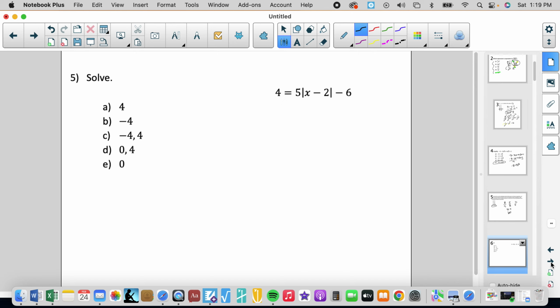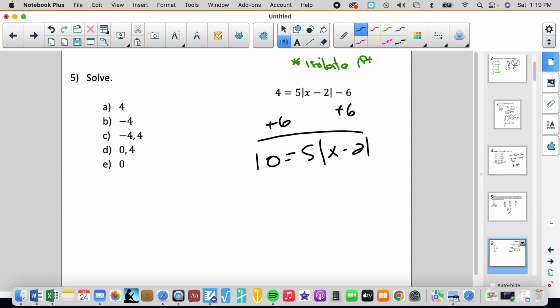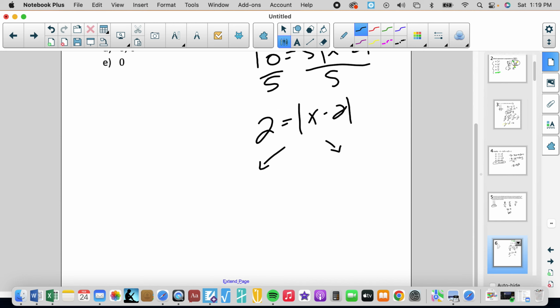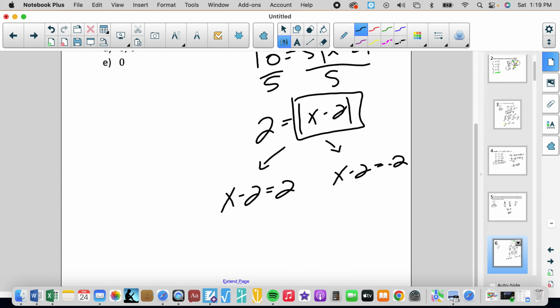Number 5, let's solve it. First, we always remember we need to isolate first. All of my eighth graders remember that. So that gets us 10 equals 5 times the absolute value of x minus 2. Let's divide both sides by 5. 2 equals the absolute value of x minus 2. We're going to separate that into 2 things. Remember, what can this box equal? Inside it could be either a positive 2 or a negative 2. So x minus 2 can equal 2, or x minus 2 can equal negative 2, because if it equals negative 2 in here, it's going to pop out a positive 2.